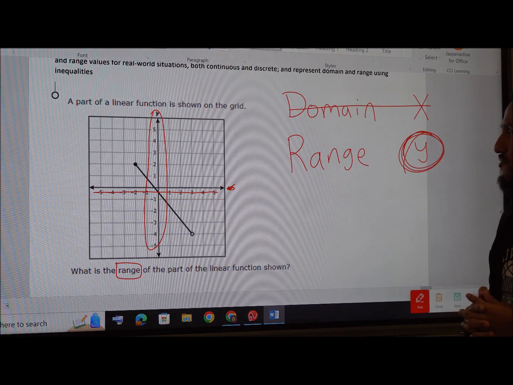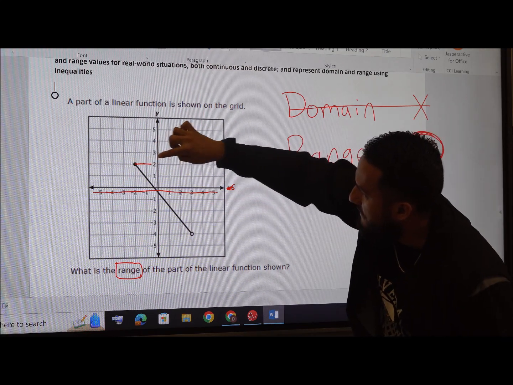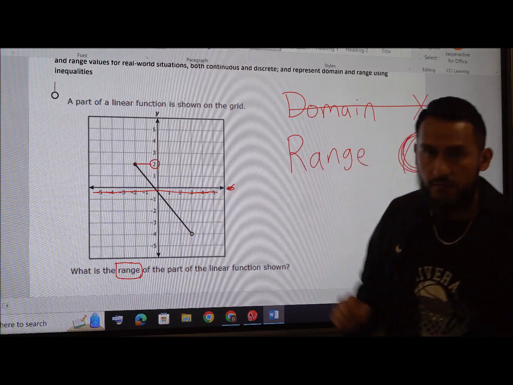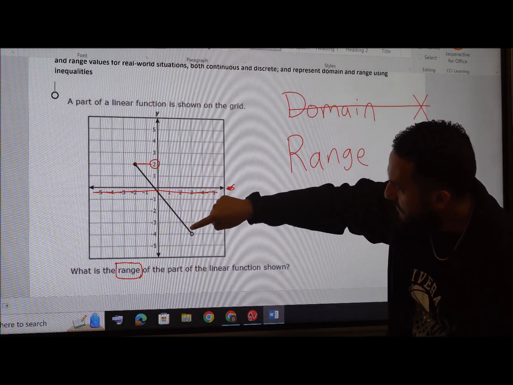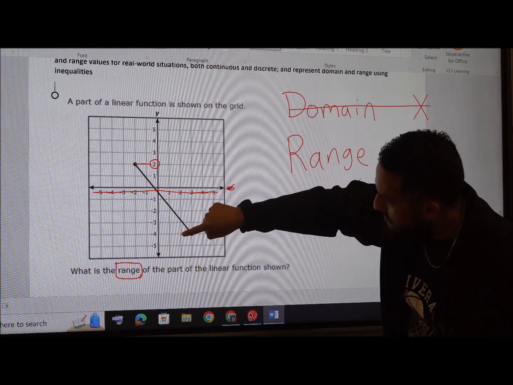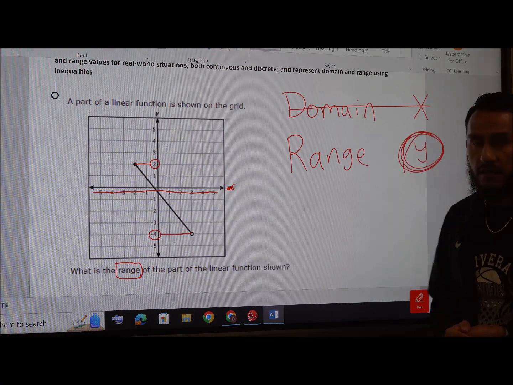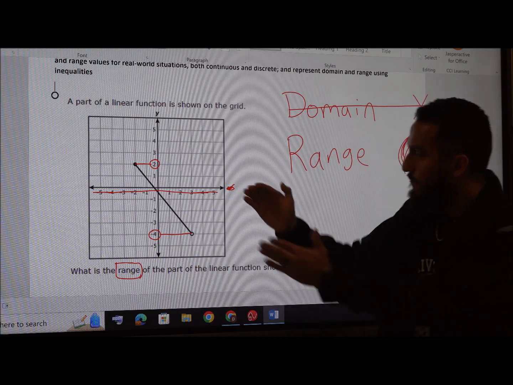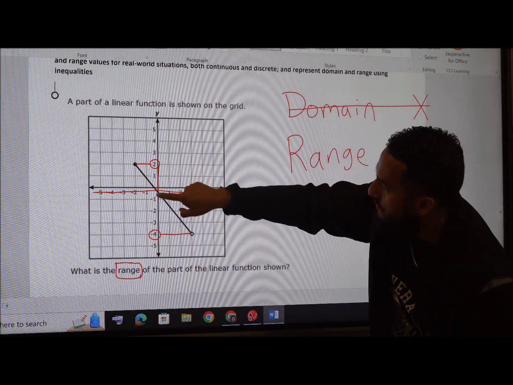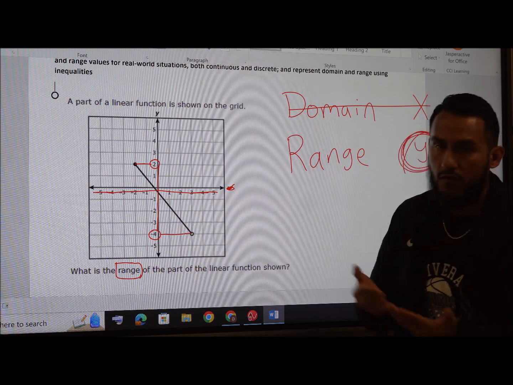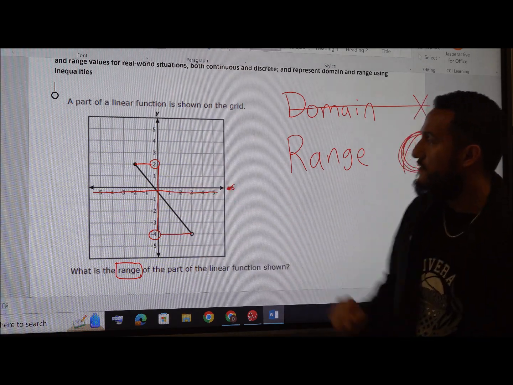So that's what we're looking at. How do you determine the range of this function? If you look at this point, it looks like it is aligned with the number 2. And if you follow the line, this entire line stops right here, and this number is going to be located at -4. So we know that the range of this piece of this function is located between 2 all the way down to -4. Or in math, we go from least to greatest, so it's from -4 up to 2.